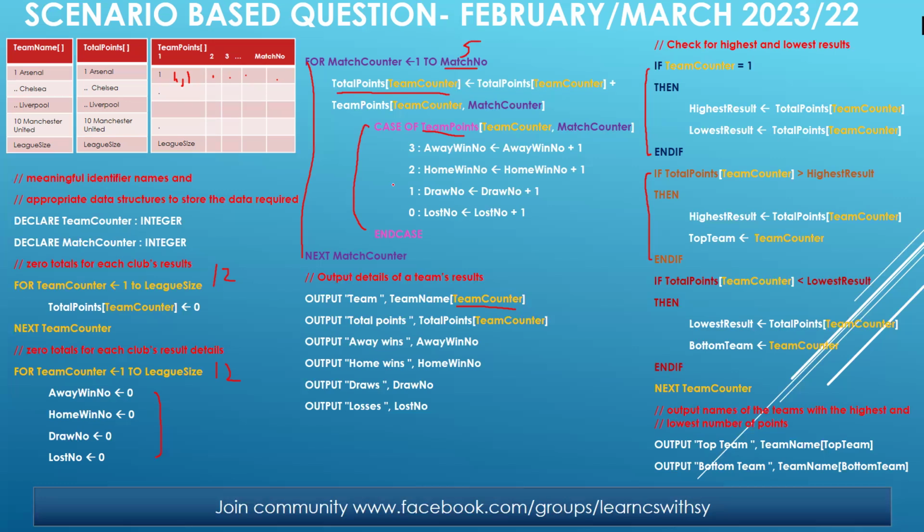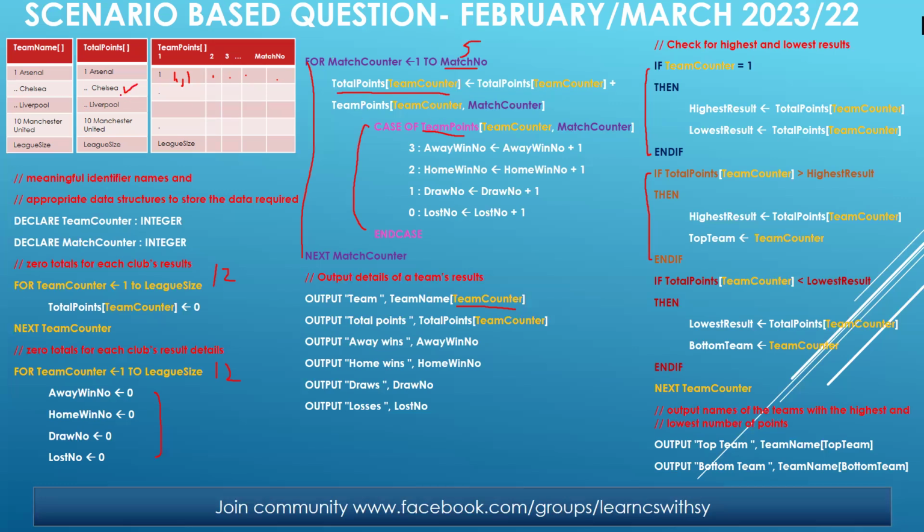But here we have used case, and in this manner we have handled the situation of away wins, home wins, drawn matches or lost matches for the team Chelsea's first match. Similarly, for the team Chelsea's second match, third match, fourth match, and fifth match. So in this manner, once this loop is over for the second team, Chelsea, its total points are going to be stored in this array.